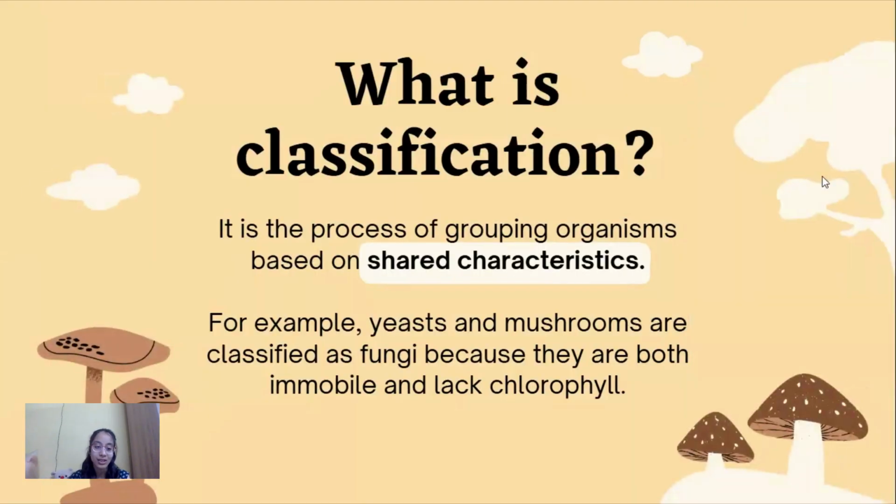What is classification? It is nothing but the process of grouping organisms based on shared characteristics. For example, yeasts and mushrooms are classified as fungi because they are both immobile and lack chlorophyll.